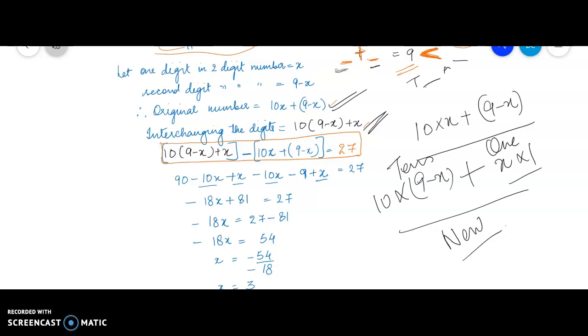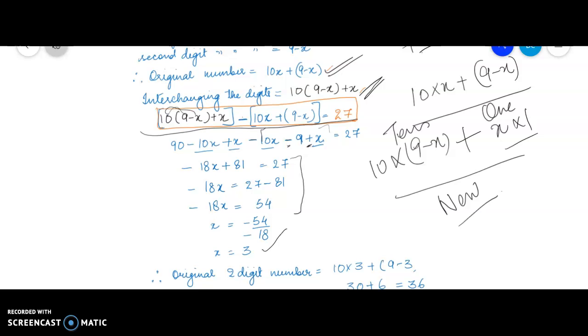Now I told you that I'm taking the difference as 27, so I've taken their difference over here, and that is 27. You know how to solve this. You need to solve the bracket first. Now this will become 90 minus 10x plus x, then minus 10x minus, see this is inside the bracket, and when I'll open the bracket, plus minus will become minus and minus minus will become plus. And when you'll solve this, when you'll transpose x, when you'll collect x, and when you'll solve this, you'll get the value of x as 3.